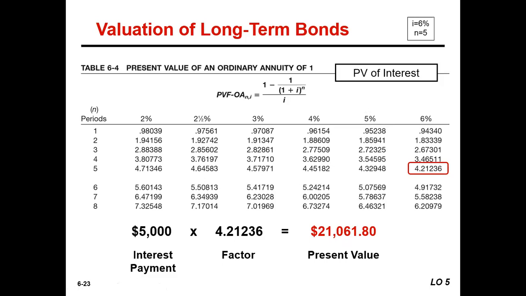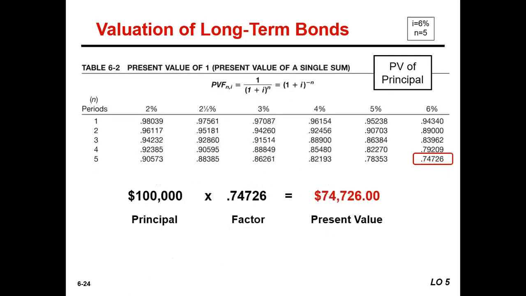Now we're going to look at calculating the present value of the lump sum, the 100,000 in bonds, right? Because at the end of 5 years, the company has to pay back those bondholders 100,000, that lump sum, the face value of the bond. So for this one, we look at the present value of one table, because that's a lump sum. That's not like the periodic interest payments.